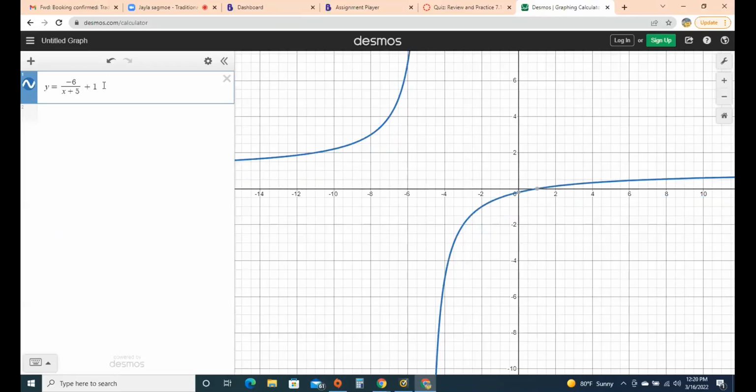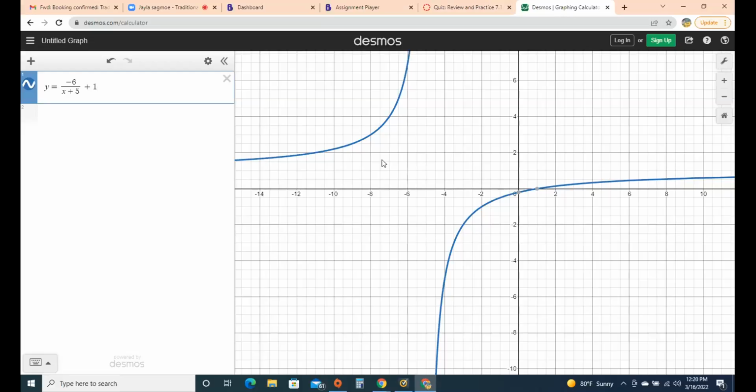Perfect. So let's just talk about this real quick because that negative caused it to switch quadrants. See how it's sort of top left, bottom right. The +5 there moved it left 5, and the +1 moved it up 1. And that's all from the parent graph. But in terms of how to answer this, you want to go find one that looks like this because they're giving you the graphs.